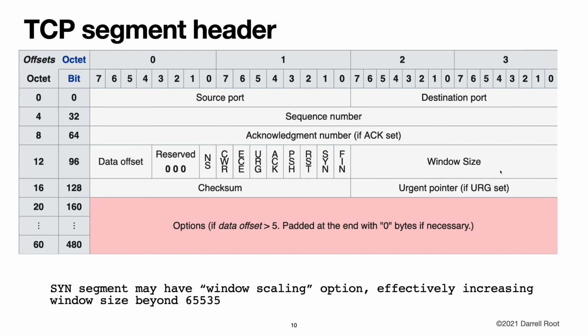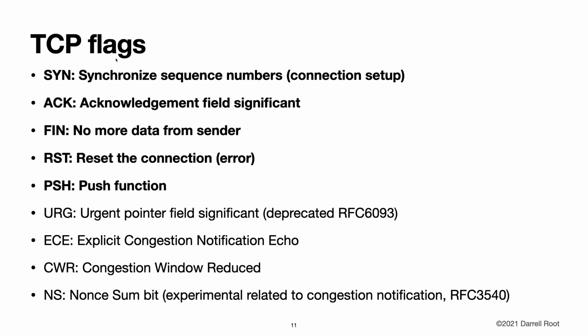We have the window size, which is 16 bits, which gives you a maximum value of 65,535. That is how many bytes you can send before they are acknowledged. However, the initial connection may have a window scaling option, which can increase the window size beyond 64K. Here are the TCP flags in more detail. The SYN flag is used during connection setup to synchronize sequence numbers. The acknowledgement flag, ACK flag, means the acknowledgement field is significant. That means you're acknowledging a segment that was previously sent, and the ACK flag is set on every TCP segment except the very first one.